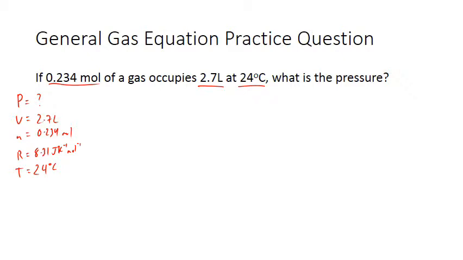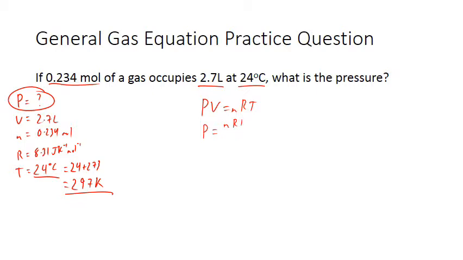Volume is in SI units, we're fine with that. Mole is fine for n, and obviously R is a constant, but we have to convert 24 degrees Celsius into Kelvin. So that's 24 plus 273. So that gives us 297 Kelvin. Okay. So we have our PV equals nRT here. Rearrange it so that our unknown is all on its own. So pressure will be equal to nRT over V.